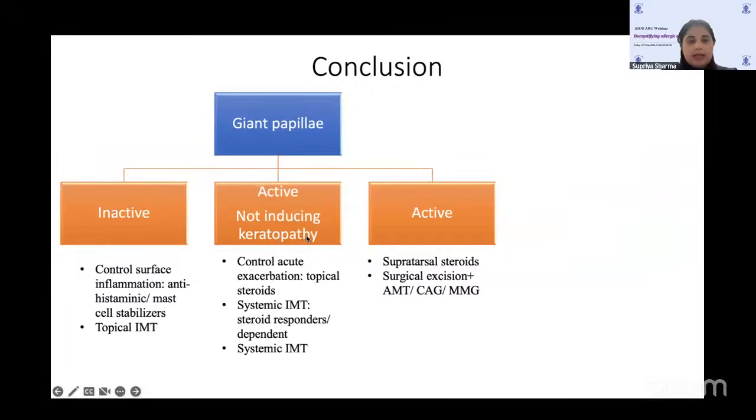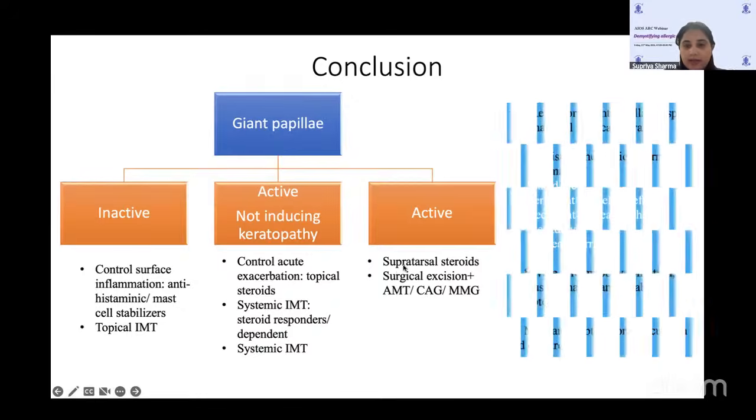So this slide summarizes the management of giant papillae. Nothing needs to be done when they're inactive. We can just control the symptoms and surface inflammation with medical care. When they're active, but they're not inducing any type of keratopathy, again, similar topical as well as systemic therapy can be adopted for these patients.